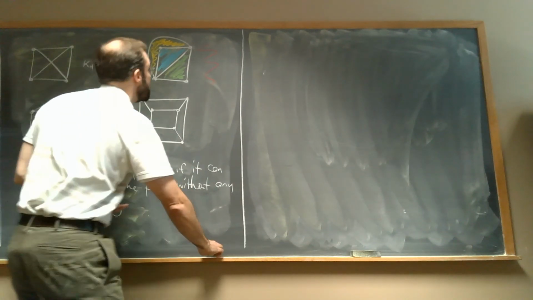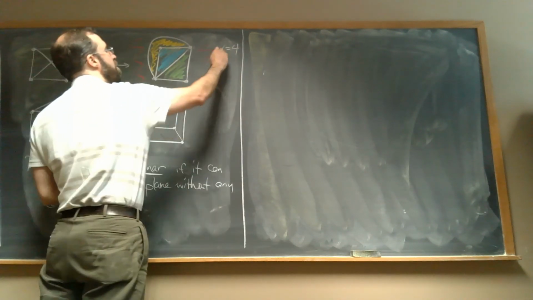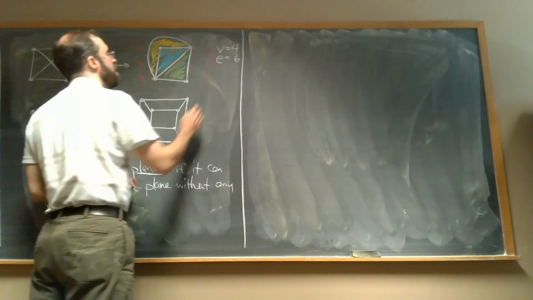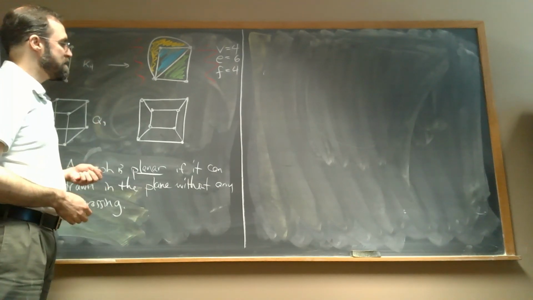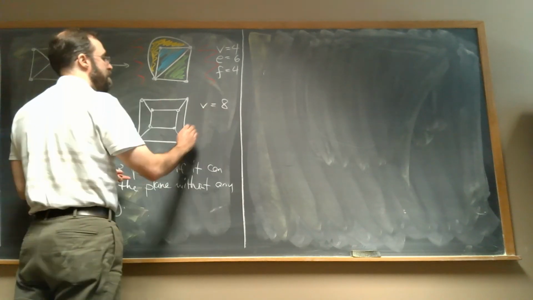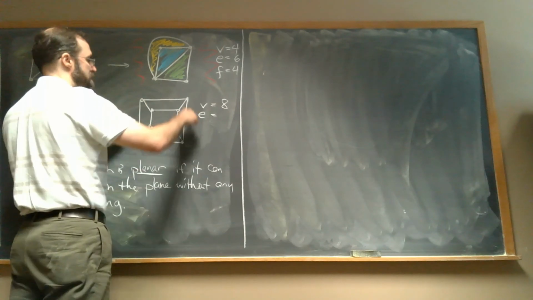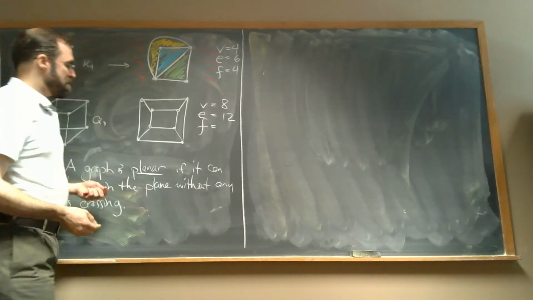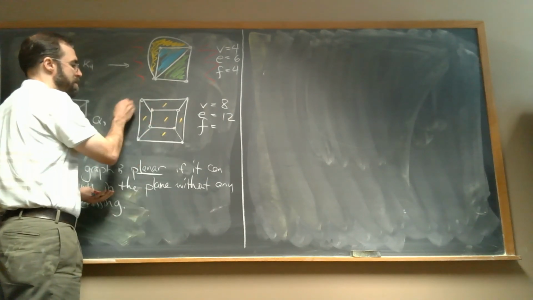So we can count these, and in this case the number of vertices of this graph is 4. The number of edges is 1, 2, 3, 4, 5, 6. And the number of faces we just argued is 4. Okay? Let's try this one. The number of vertices is 1, 2, 3, 4, 5, 6, 7, 8. The number of edges is going to be 12: 4 around this square, 4 around this square, and then 4 connecting the two. And what about the number of faces? Well, it's going to be 1, 2, 3, 4, 5, and then one on the outside is 6.